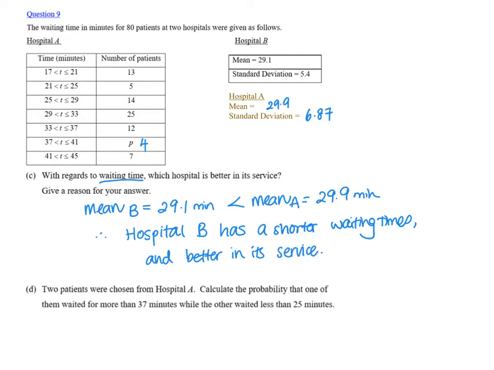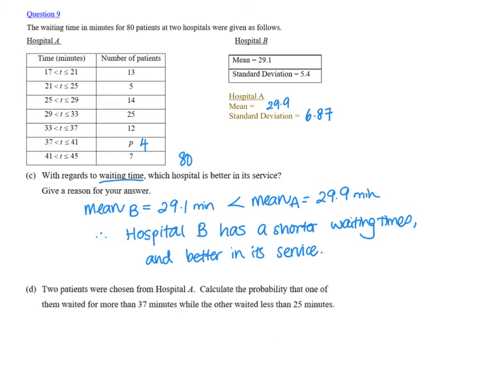Okay, now next part of the question, probability again. Now 2 patients were chosen from the hospital. Let's take a look. At the beginning, there will be a total of 80 patients. After I choose the first patient, then I'm left with only 79 patients to choose from. So please remember that the denominator can change.